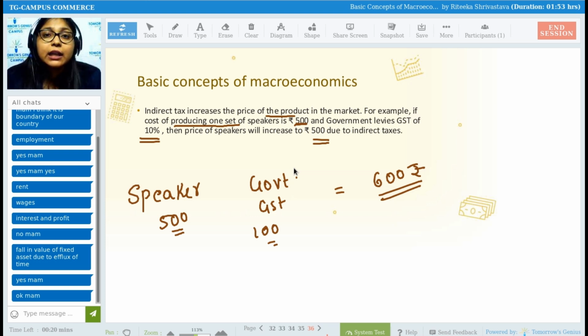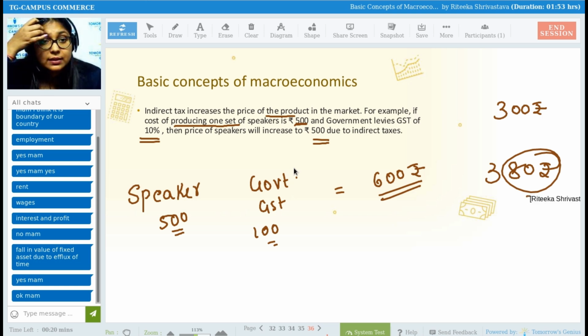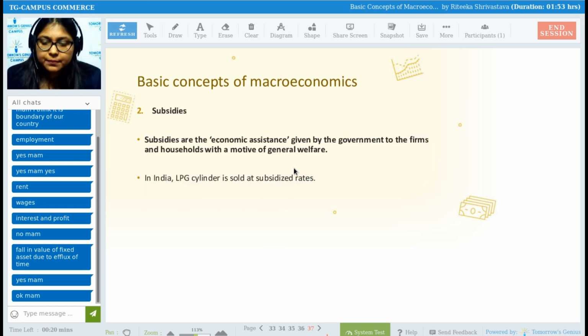Now again, you all have used Zomato. If you have done online booking of food, when you order online, you will see that when you add dishes or any item in your cart, it might be showing 300 rupees. But when you finally click for payment, it might become 380 rupees. Then what is this 80 rupees? Apart from delivery charges, it also includes GST. So because of GST, the price of the good increases.